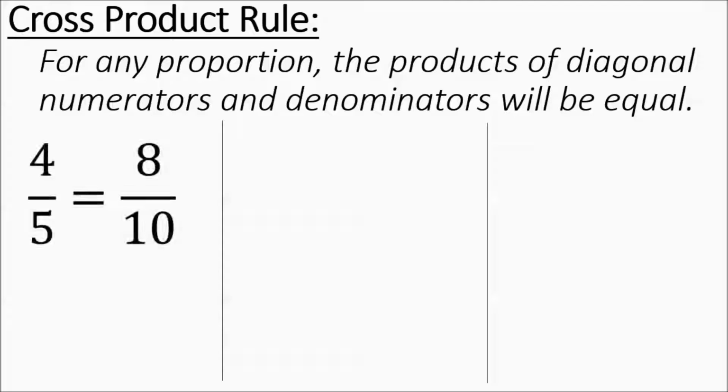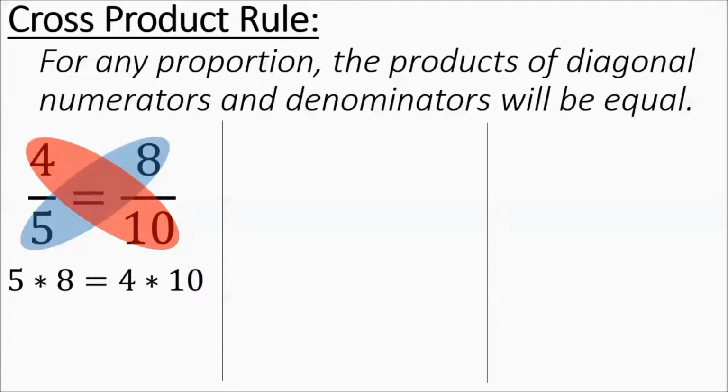So we have this 4/5 equaling 8/10. There's a numerator and denominator that are diagonal, and there we are also. When you multiply those, the 5 times 8 and 4 times 10, they should both be equal. And in this case, 40 equals 40. It's true. Let's do another one.